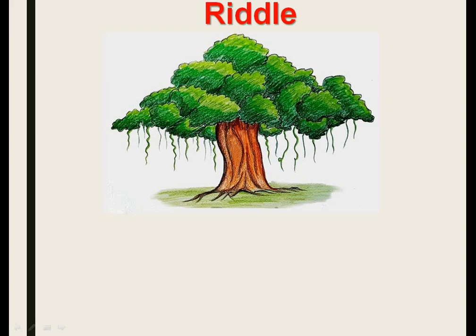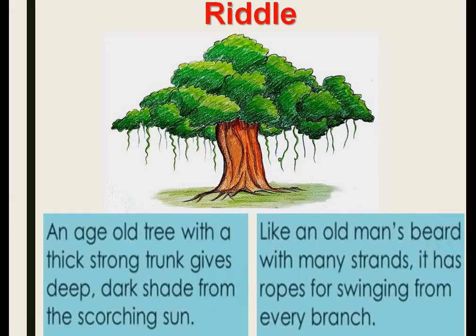We begin our lesson with an interesting riddle. Listen to me carefully. An age-old tree with a thick, strong trunk gives deep, dark shade from the scorching sun. Like an old man's beard with many strands, it has ropes for swinging from every branch.